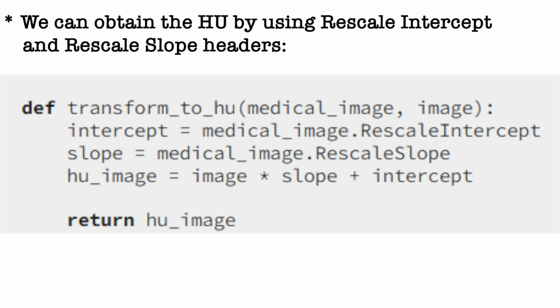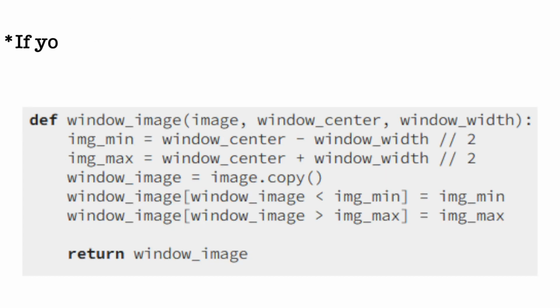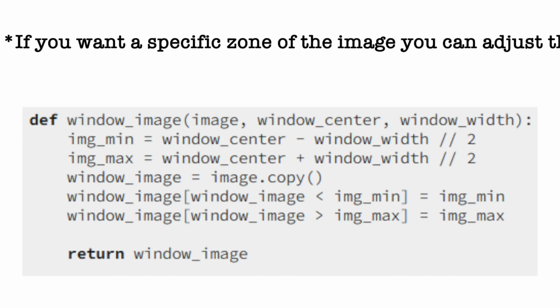Now we find the HU image with the combination of the image times slope plus intercept. Now with the returned HU image, we have found all the HU images considering the slope and the rescaling of intercepts. If you want a specific zone of the image, you can adjust the windowing of the image.